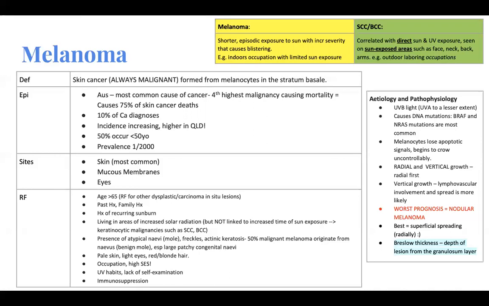In terms of what's important to know, Breslow thickness is the most important predictor of prognosis. So that's a commonly asked question. If they ever ask what's the most important factor to determine the prognosis of a patient with melanoma, it's the Breslow thickness. The thicker it is, the worse the prognosis.